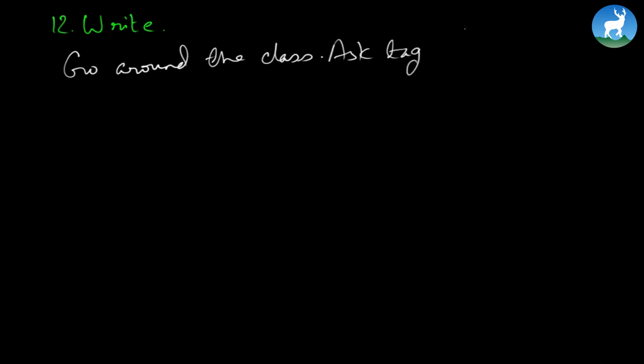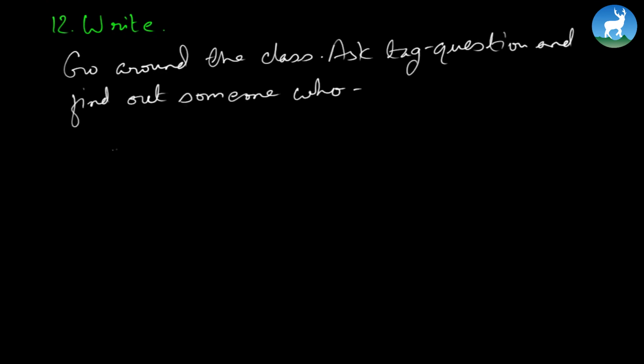Now let's continue further. Now here's number 12, right? And it says go around the class. Now your task is to ask tag questions. Rather, I want you to write it down in your copy, okay? Ask tag question and find out someone who, here are the options, has a dog at home.